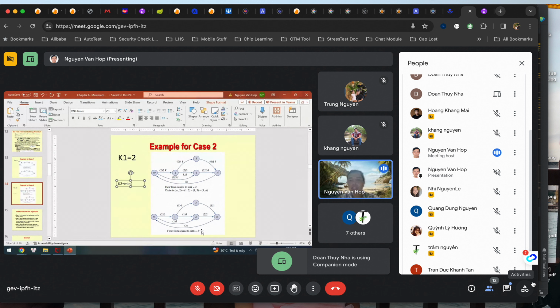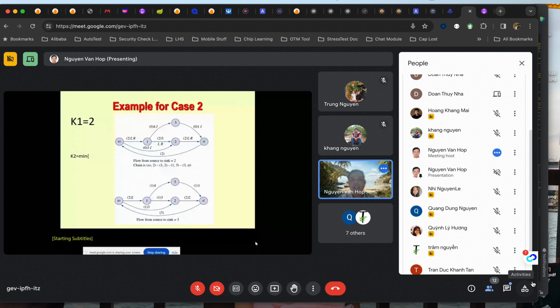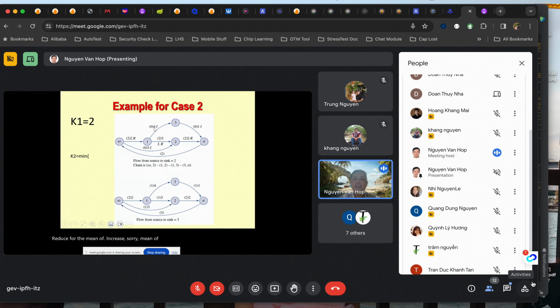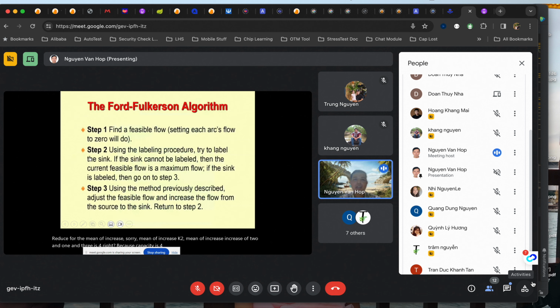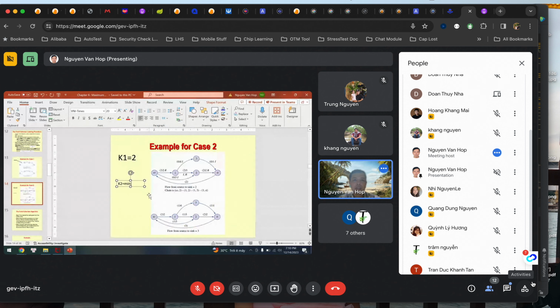K2 is the minimum of the increases, right? The increase of 2, 1 and 3 gives 4, right? Because the max capacity is 4, the current flow is 0, sorry. It's 4, right?